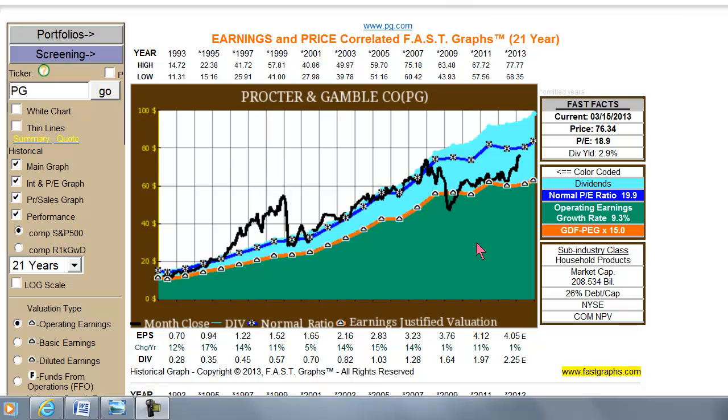These are just simply pieces of information that FastGraphs is readily revealing to us beyond what's just a statistic. Normal PE is 19. It's currently trading at 18. Is it undervalued? And the answer is, in my book, no. It's overvalued based on its earnings-justified valuation metaphor, which I call the orange line. It's undervalued based on historical normal pricing. So again, it's a tool to think with. You do analysis when you're utilizing FastGraphs.